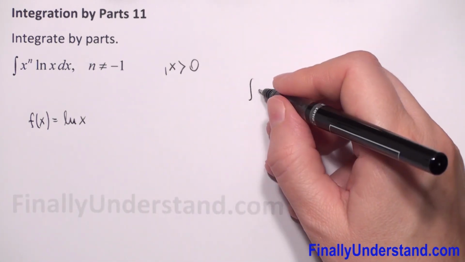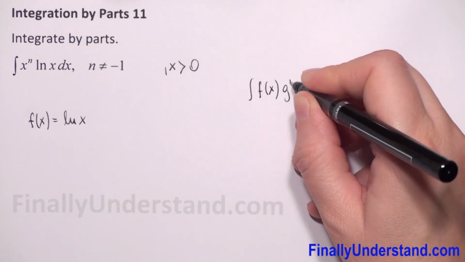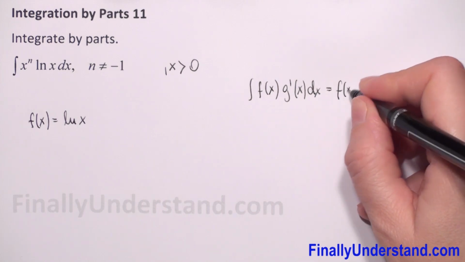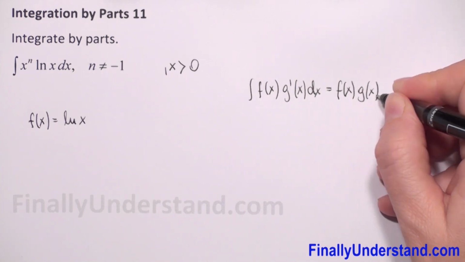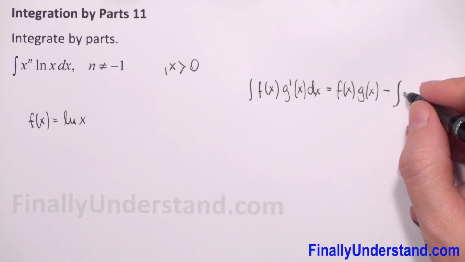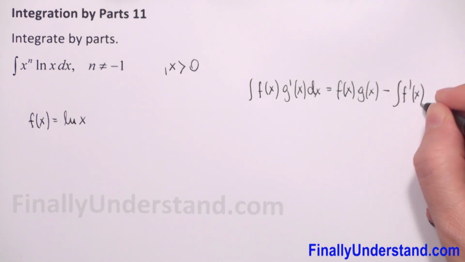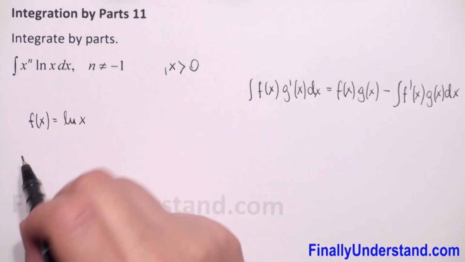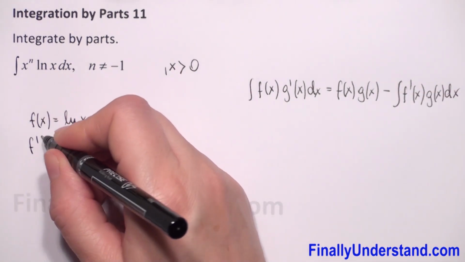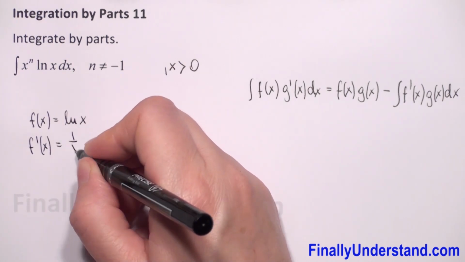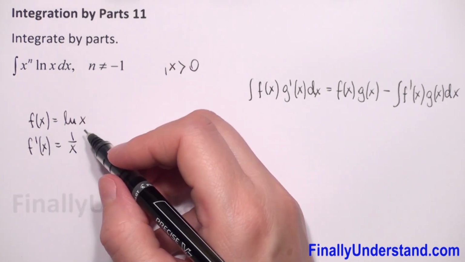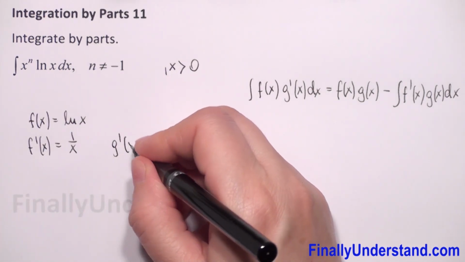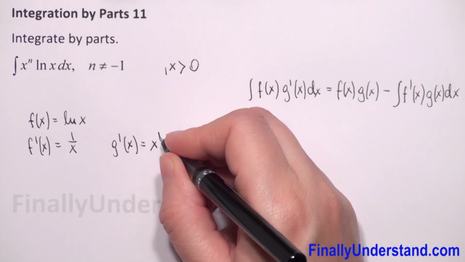When we have integral of f of x times g prime of x with respect to x, this is equal to f of x times g of x minus integral of f prime of x times g of x with respect to x. So now when we have f, we have to find f prime of x. This is equal to 1 over x. Next, whatever is left is our g prime. So we have g prime of x is equal to x to power n.